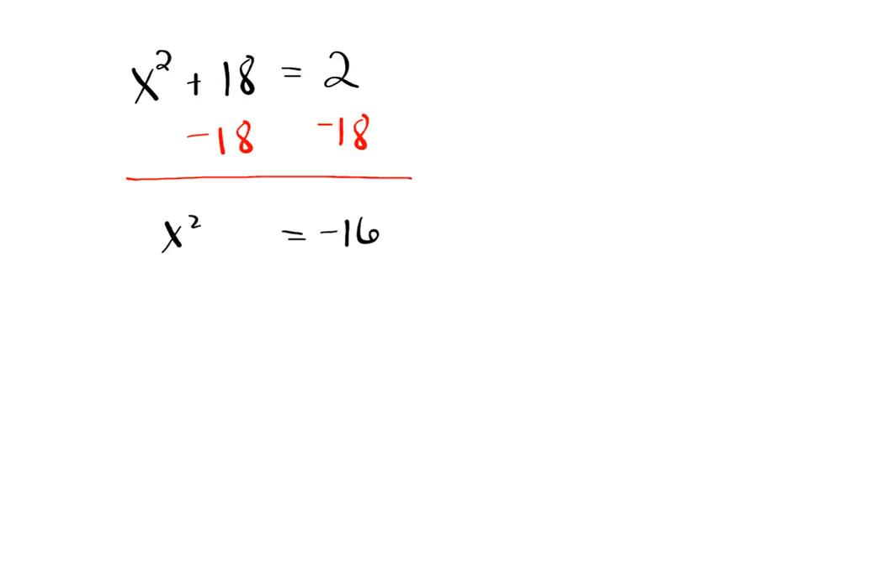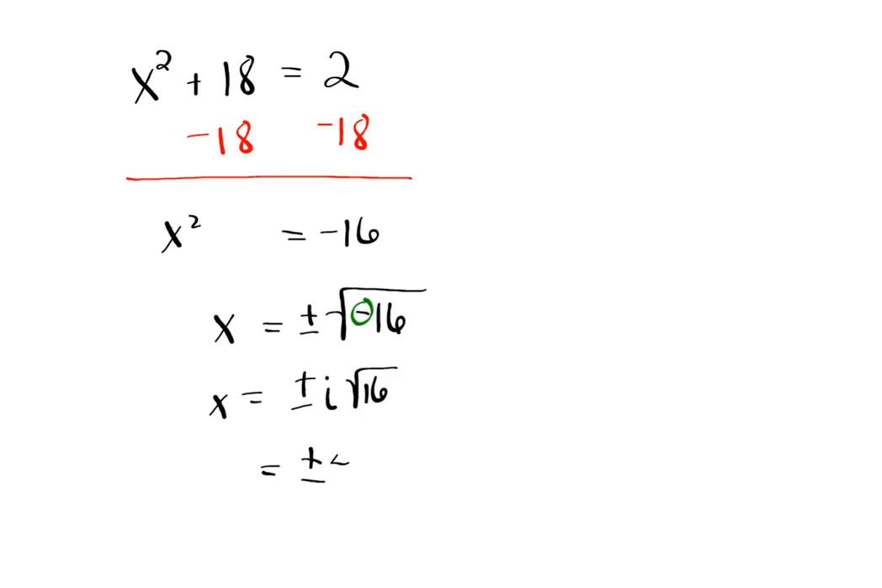Got the square. Now I'm going to take the square root of both sides. So this is the positive and negative square root of negative 16. The negative sign means I have i. So I have the positive and negative i square root of 16. Square root of 16 is 4. So I get plus and minus 4i. So my solutions are x is equal to negative 4i and x is equal to positive 4i. And that is the square root method.